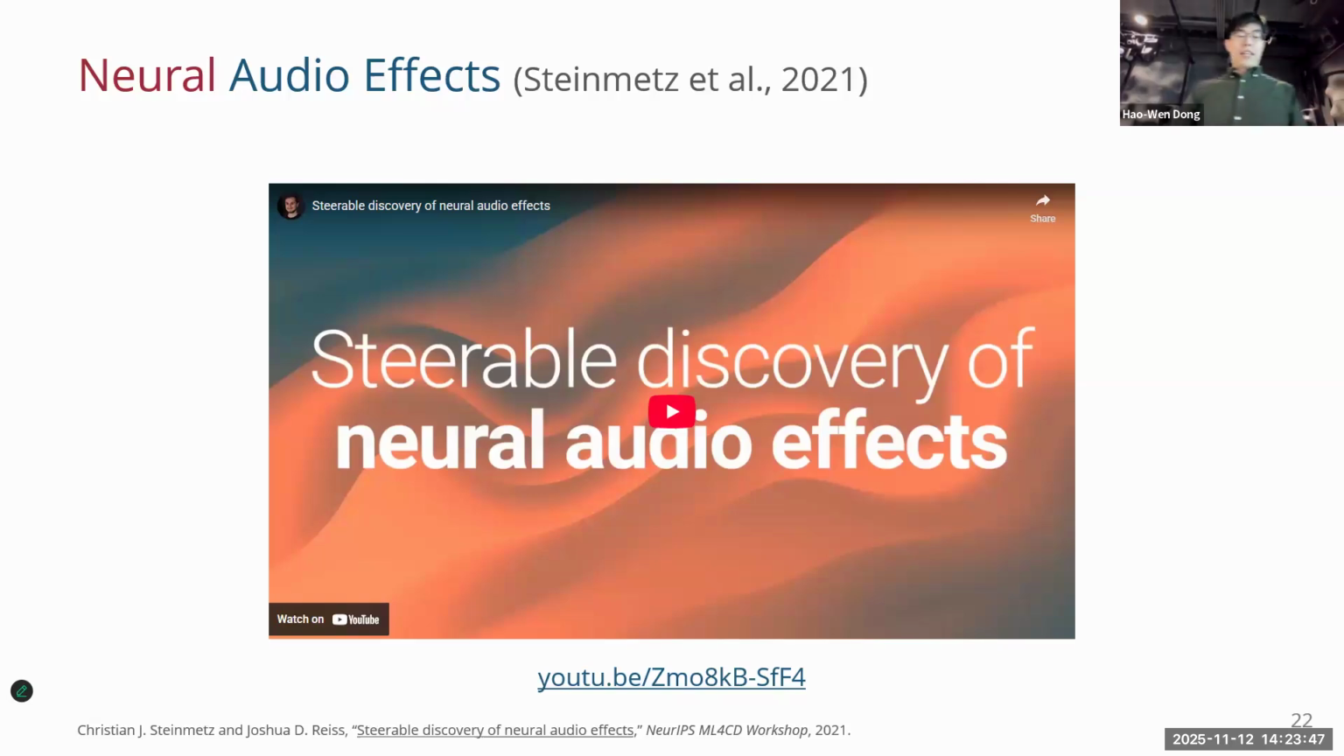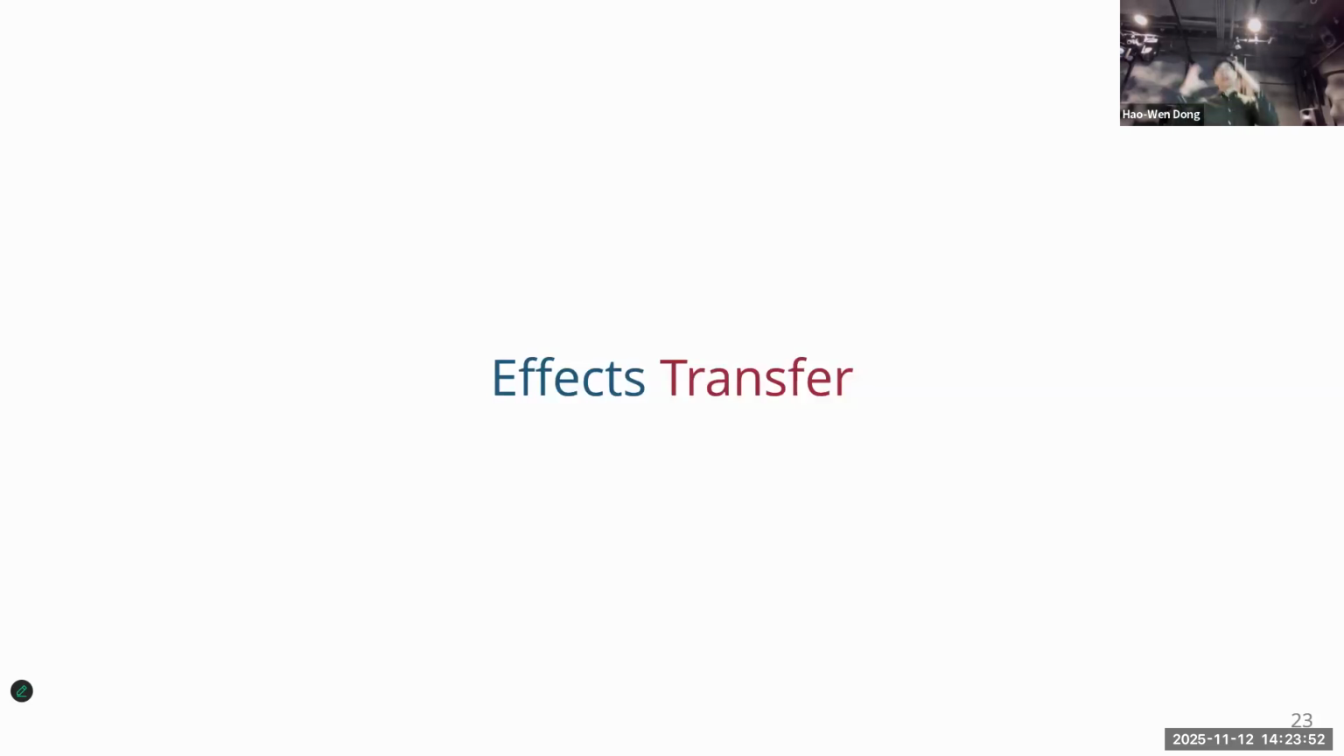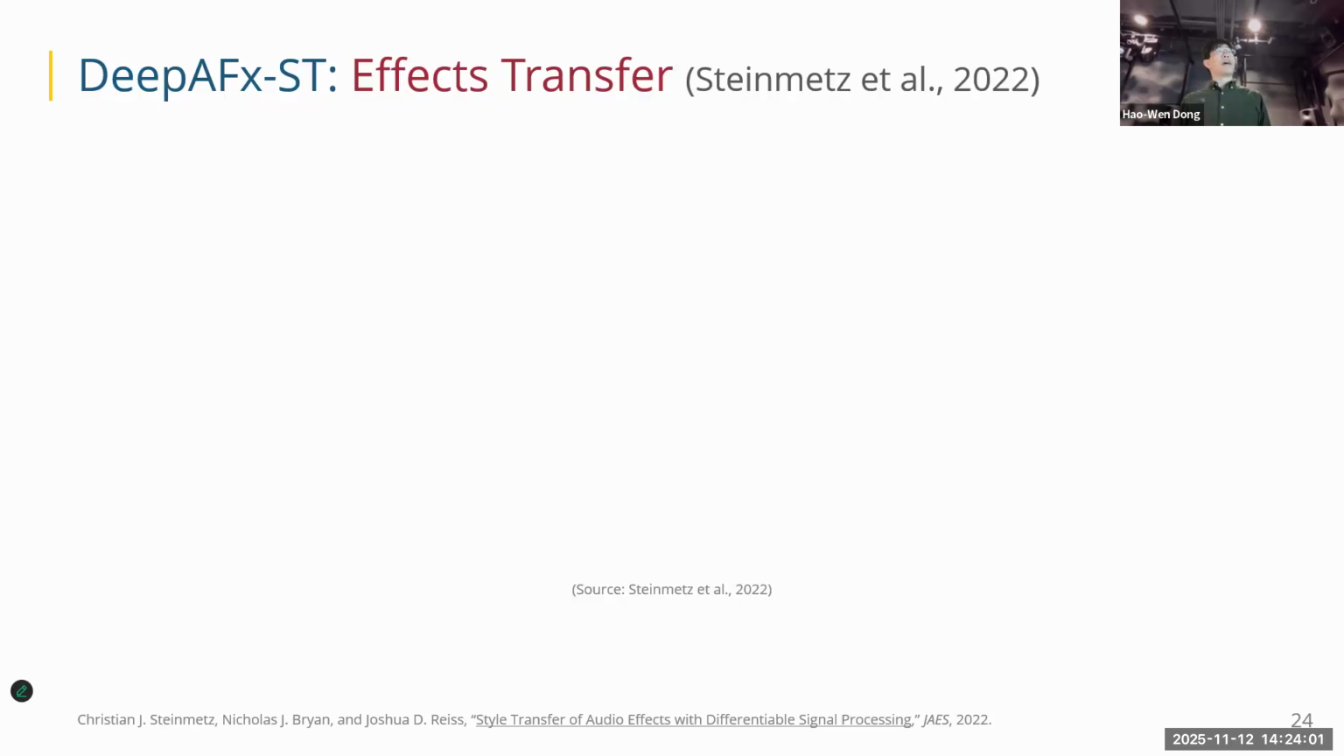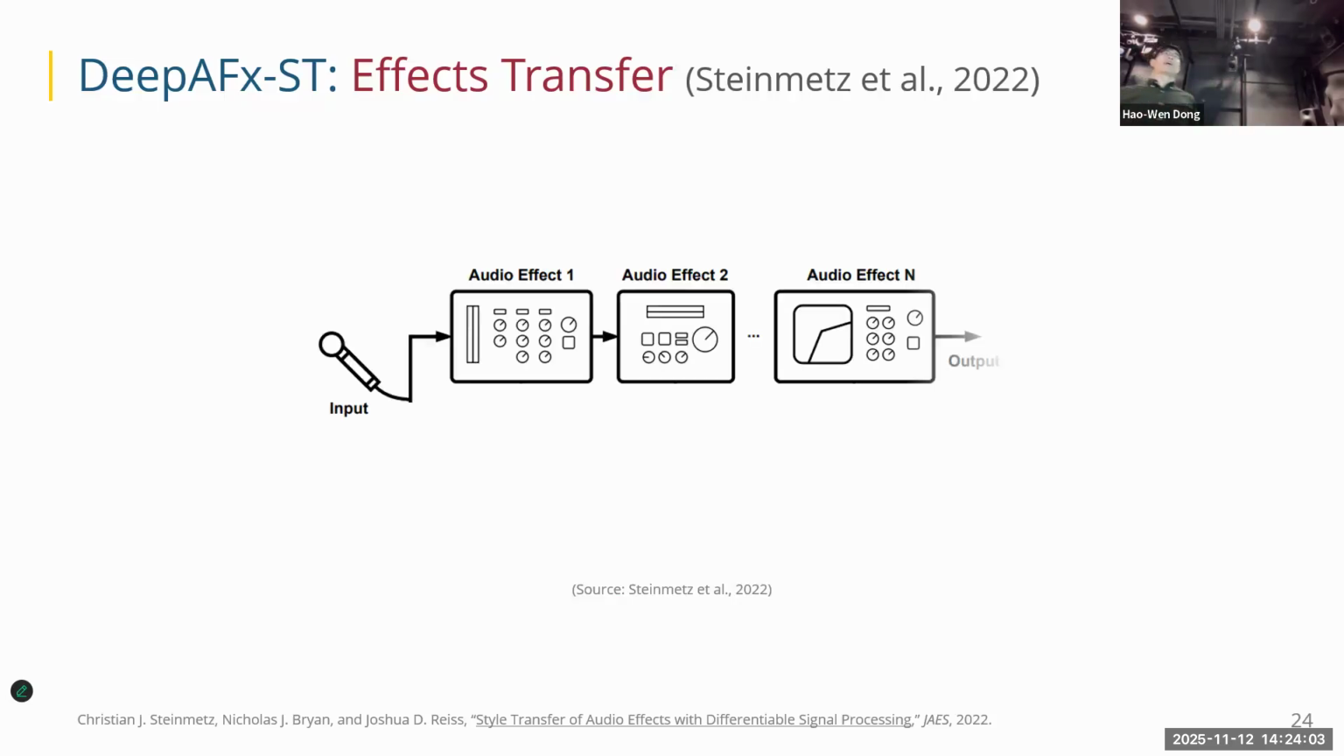And now the interesting thing becomes that, once we know a neural network can become an effect, how can you combine all of those to do something interesting? This is called effects transfer. Think about how we apply effects in real life: you get some microphone inputs, and you apply a bunch of audio effects. You won't just apply EQ, you will also apply compression, reverb, and a bunch of effects all the way until you get the final outputs.